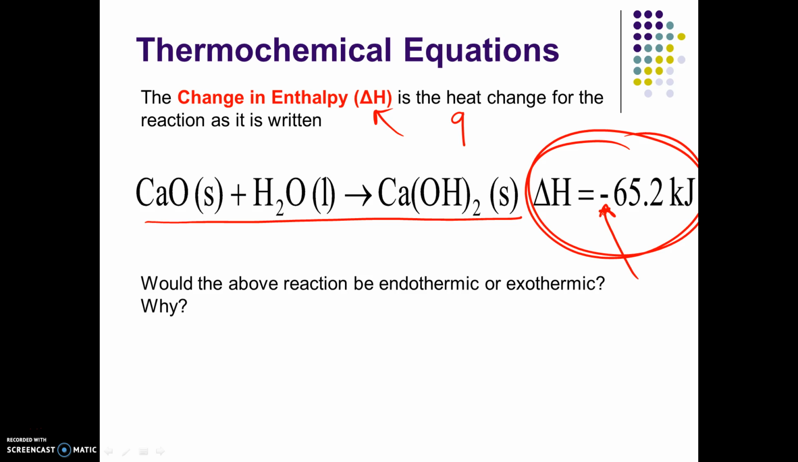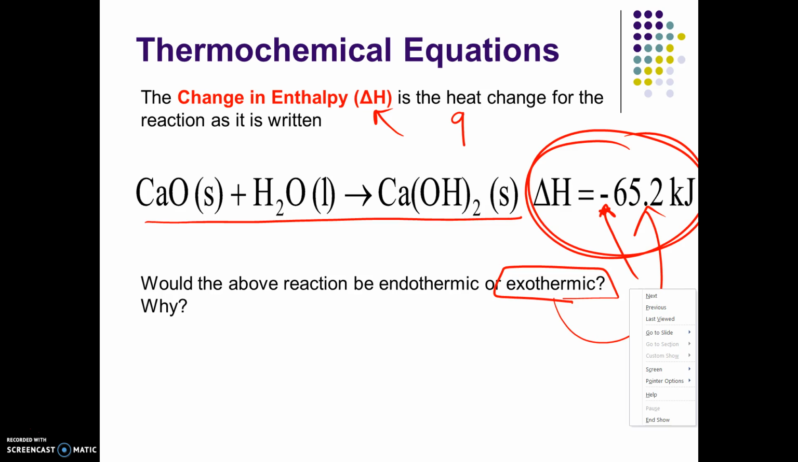But taking a look at this equation, we can see that it is a negative change in enthalpy. A negative change in enthalpy means it's releasing heat, giving away heat. If you're releasing heat, you've got an exothermic reaction. So this above reaction is exothermic, and I know that because the equation tells me it's a negative H value, or negative heat.